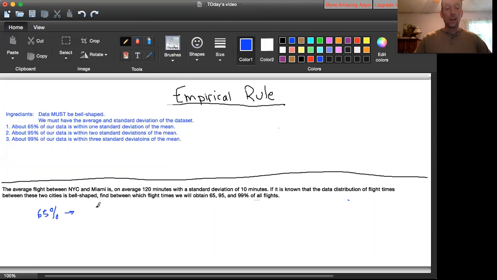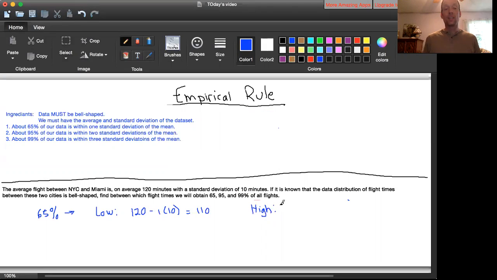So we're going to write down here low side, and we're going to take the mean, which is 120. We're going to subtract away 1 standard deviation. So 1 unit of 10, and we know that the standard deviation is 10 minutes. That's where we're getting the 10 from. And that's going to give us 110 minutes.